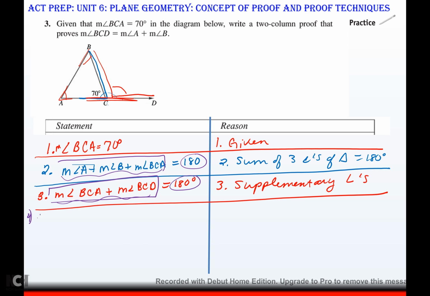Alright, I'm going to leave off my little m's here, just because I want to write this all on one line because it's easier to see the substitution. That's very bad, but understand I'm talking about the measure of the angles. So angle A plus angle B plus angle BCA has to equal angle BCA plus angle BCD. And again, these both equal 180, since this amount equals 180 and these two equal the same amount, so these two things have to be equal to each other. And that is just by substitution.